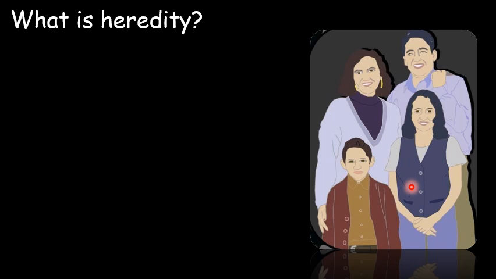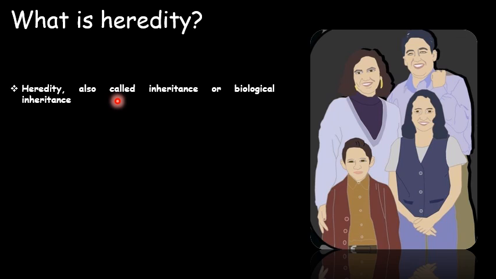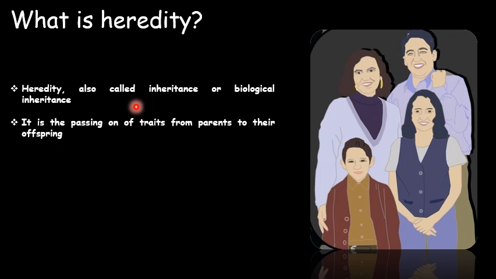So, how these characters are being passed on from the parents to the child is what we call heredity, and it is sometimes called inheritance or biological inheritance. So, in simple terms, the observable characters which I told you about will be passed on from the parents to the offspring. So how does it pass down? It is passed down through reproduction.